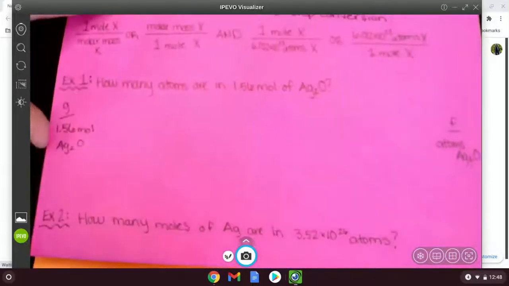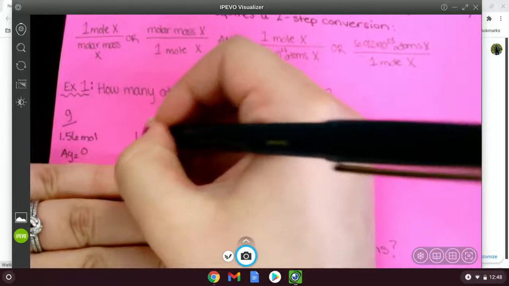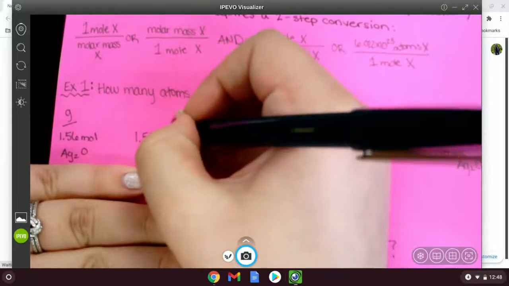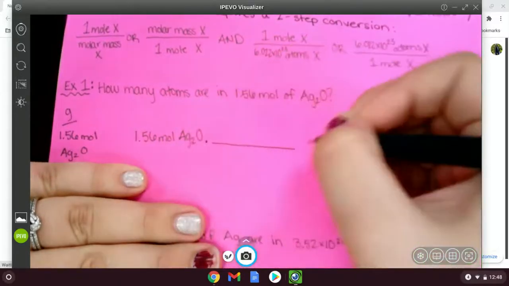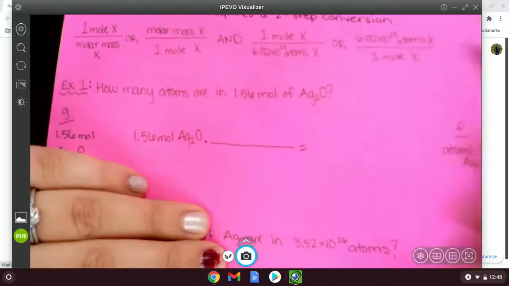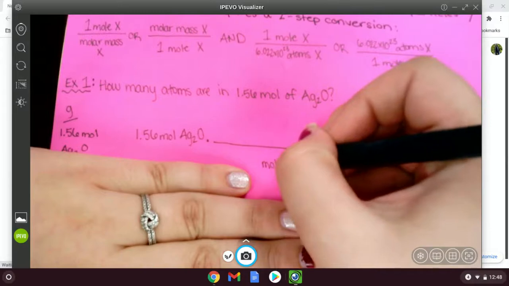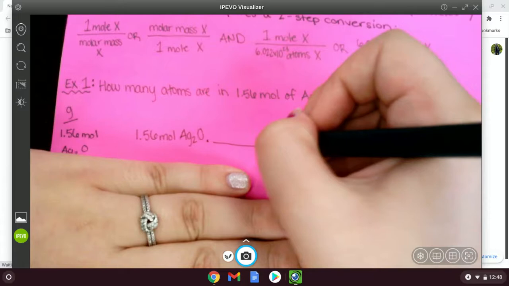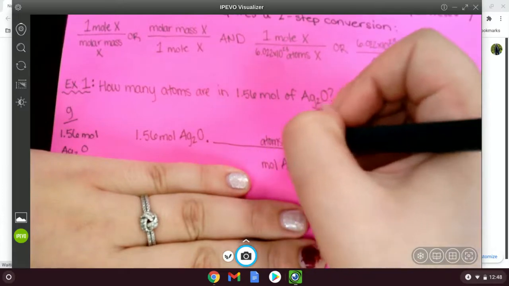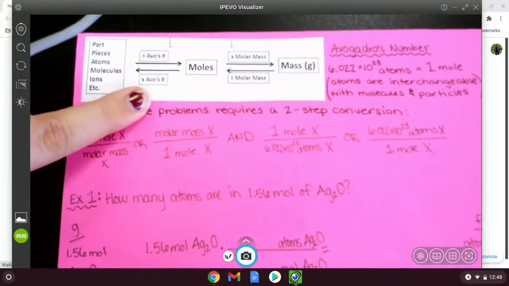So this is how we're going to set this up. You always start with what you're given. So I'm going to start with my 1.56 moles of Ag2O, dot and a line, equal sign. Mole of Ag2O will go on the bottom because I want it to cancel out. And atoms of Ag2O will go on top. Now remember, we're multiplying by Avogadro's number.